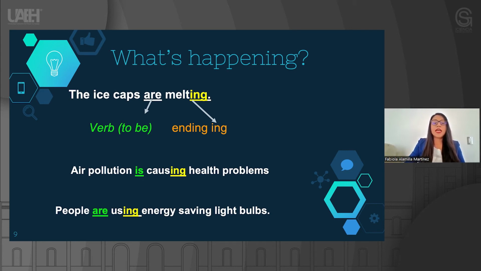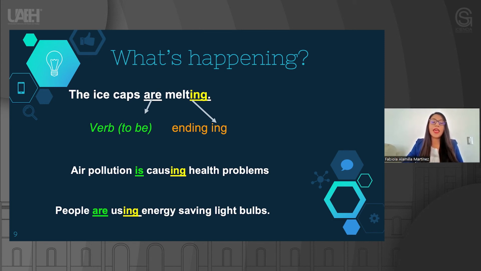So we have on the other side another example. Air pollution is causing health problems. We will use the verb to be is because it is a singular subject, air pollution. So that's why we're going to use is. And we have the last example. People are using energy-saving light bulbs. People is plural. It is almost the same as saying we are, you are, they are using.